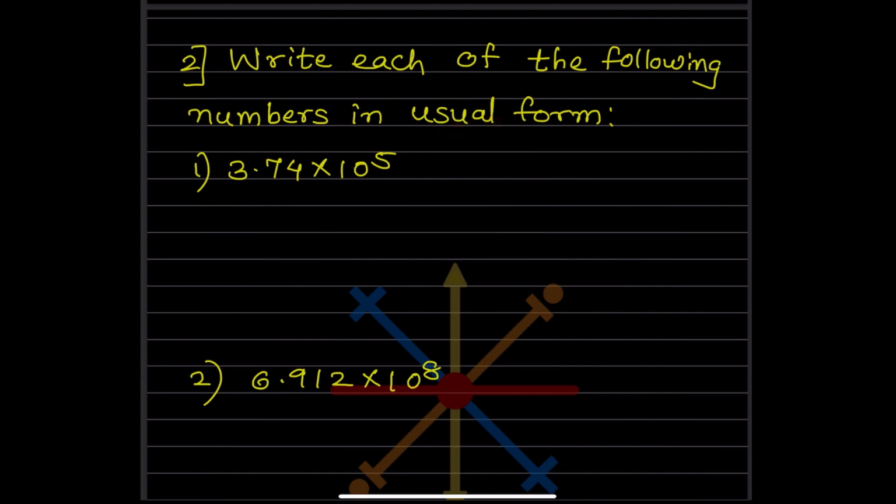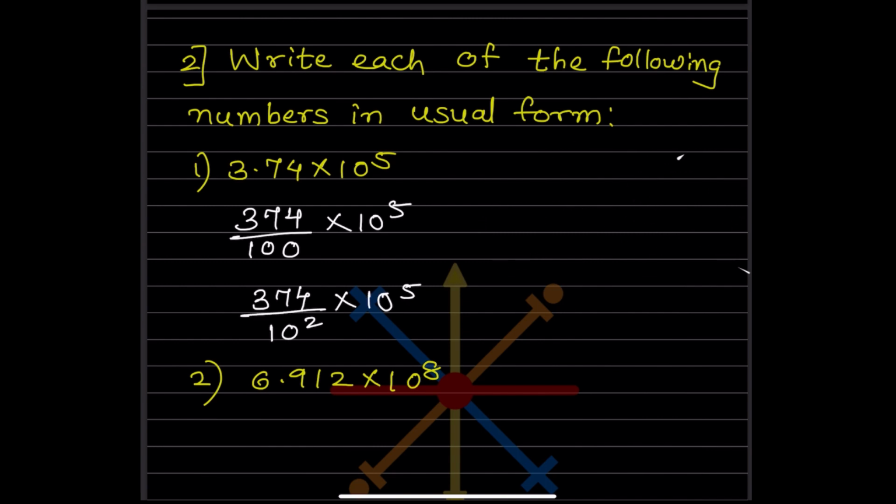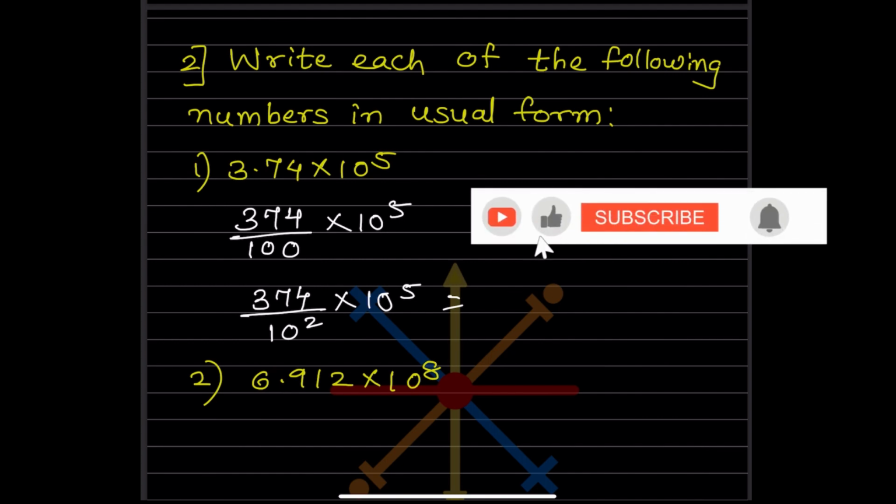So how are we going to do this one? Usual form means we are going to remove the decimal. So first, to remove the decimal, 3.74 can be written as 374 divided by 100 into 10 raised to 5. Let us keep it as it is. Now 100 means 10 raised to 2, into 10 raised to 5. So now what you can do here is write this as 374, and now look at this part.